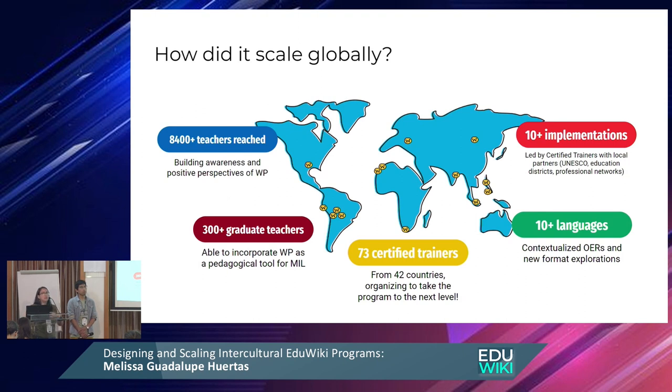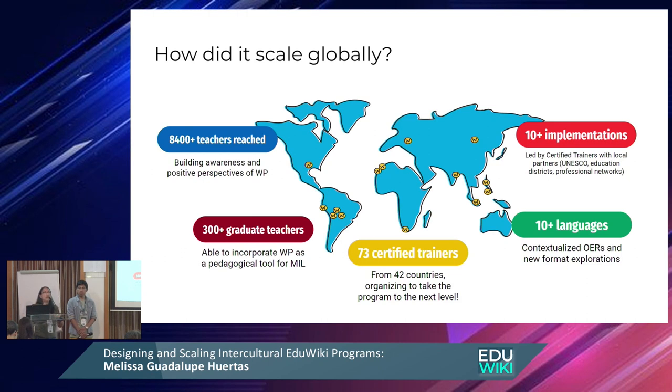But in these 3 years, we have seen many different things happen. For starters, we have reached thousands of teachers through outreach campaigns that these trainers have done, through the needs assessment as well. And out of these thousands of teachers, a few hundred have actually completed the program.